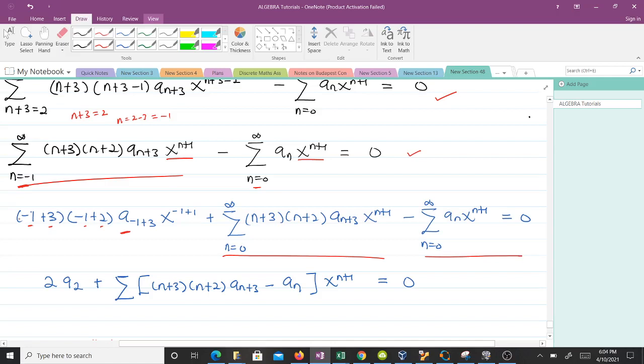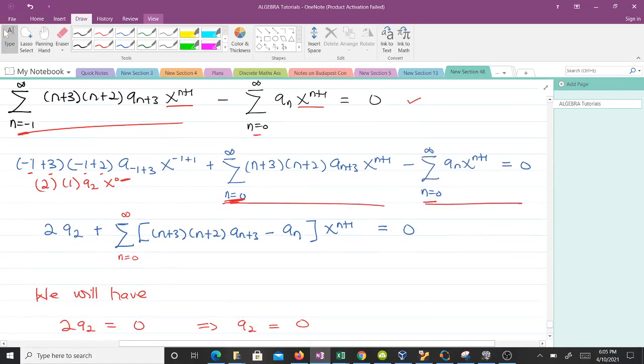When we take this part, negative 1 plus 3 will give us 2. So you get 2 times negative 1 plus 2, which is 1. Then this one will give us a subscript 2. Then you get x power 0, which is 1. So that means we get 2a2 plus. Now, since we have the same index and the same power, we can add them, right? So plus summation with n starting from 0 to infinity, n plus 3, n plus 2, a subscript n plus 3 minus a subscript n, then x to the n plus 1.